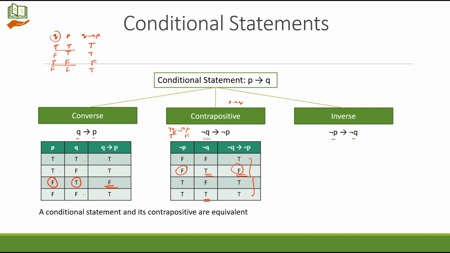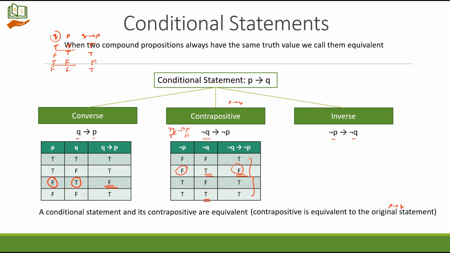A conditional statement and its contrapositive are equivalent. So this is what I told you earlier. So what do we mean by the conditional statement? It is the original statement P implies Q. So we can otherwise say it as contrapositive is equivalent to the original statement. So here it is P implies Q. So when do we call equivalent? When two compound propositions always have the same truth value, we call them equivalent.